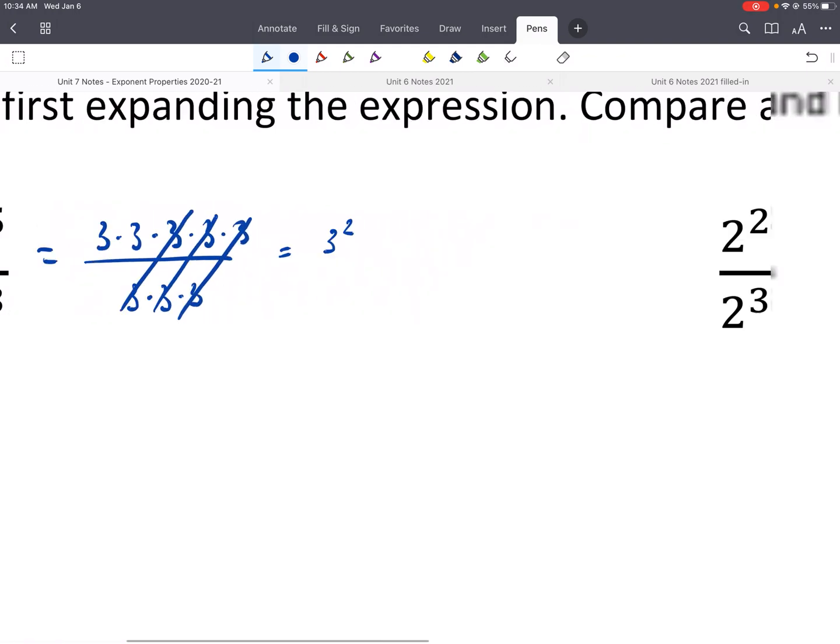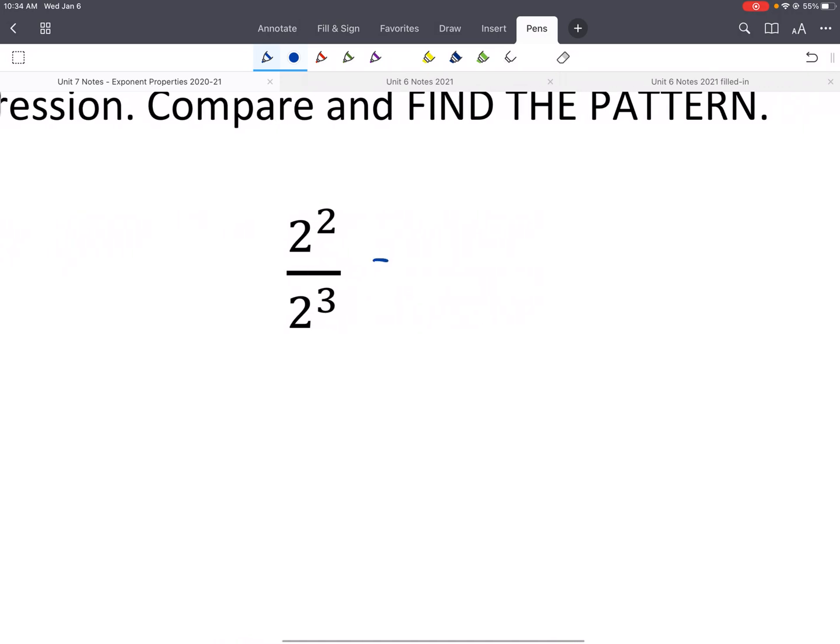Okay. Do a couple others. So on top we have 2 times 2. On the bottom we have 2 times 2 times 2. We can cancel, and if we cancel everything on the top, it'll just be a 1 on the top. So 1 over 2, or you could say 1 over 2 to the first if you prefer.